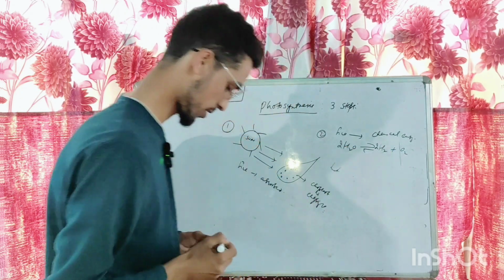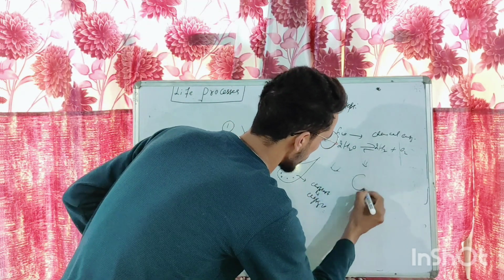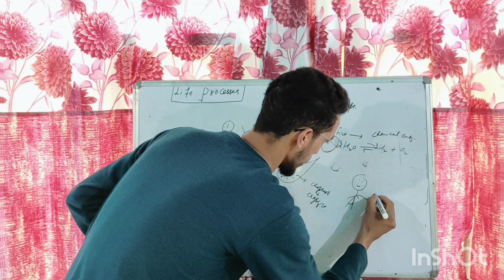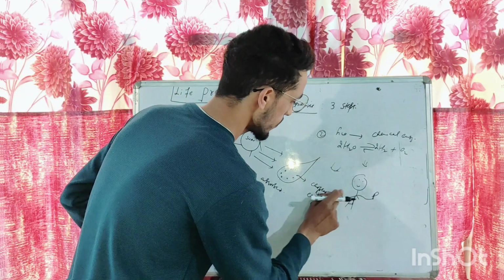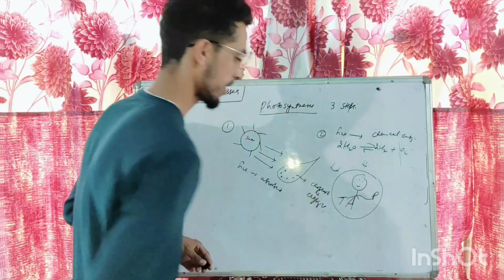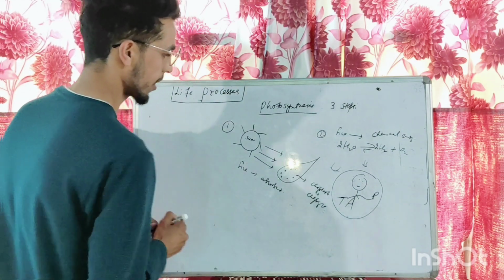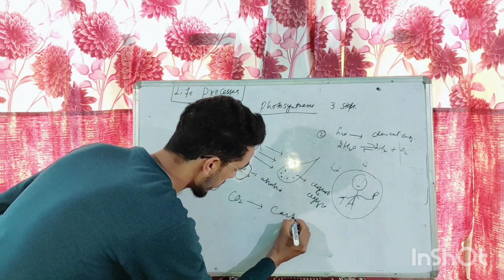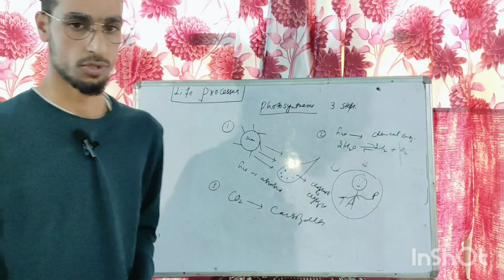After these two steps, we will get ATP. Suppose this is A, this is TP. ATP carries the energy, adenosine triphosphate. And the third step is the reduction of carbon dioxide into carbohydrates. These are the three major steps of photosynthesis.